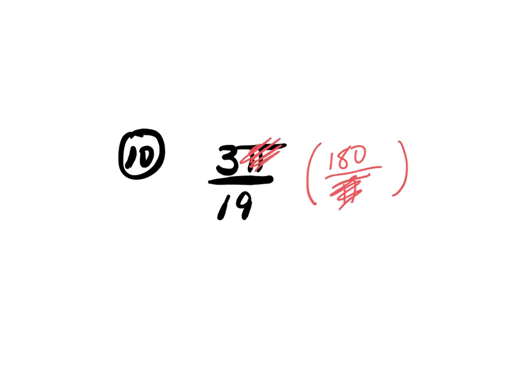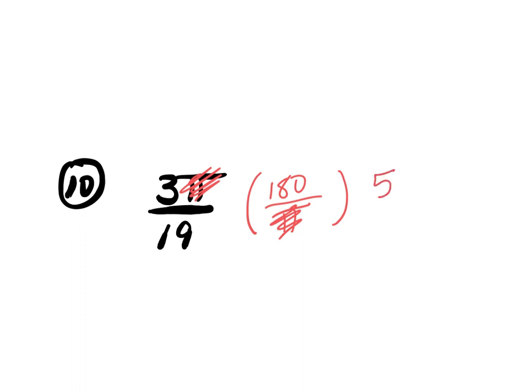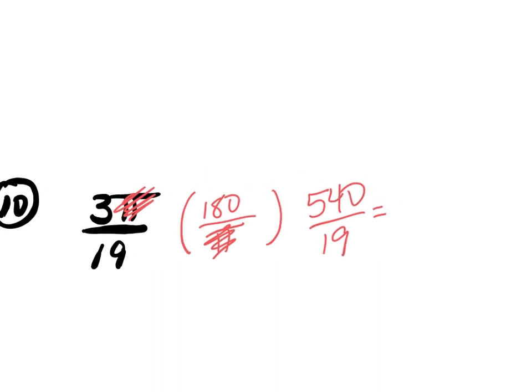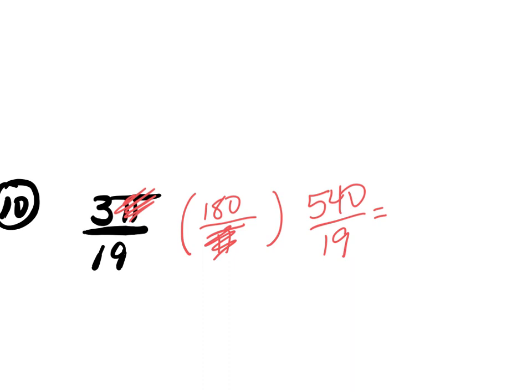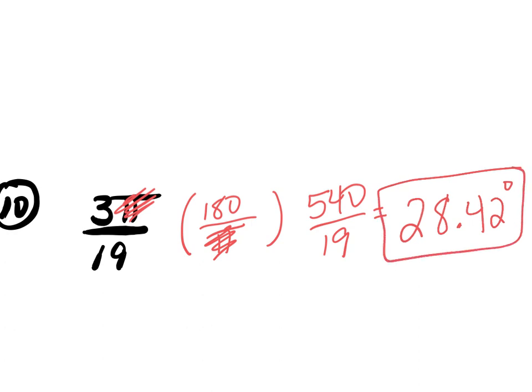What's 3 times 180? What is it, 540? Divided by 19. Give me 2 decimal places. What's 540 divided by 19? 42. Okay, so 28.42 what? Degrees. Make sure you put the degree sign.